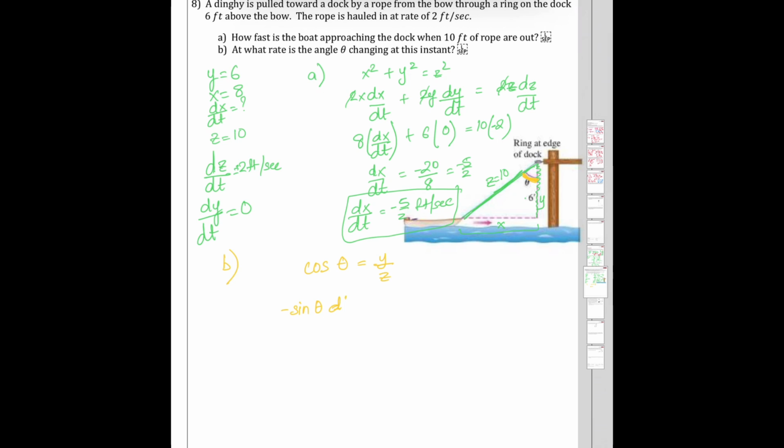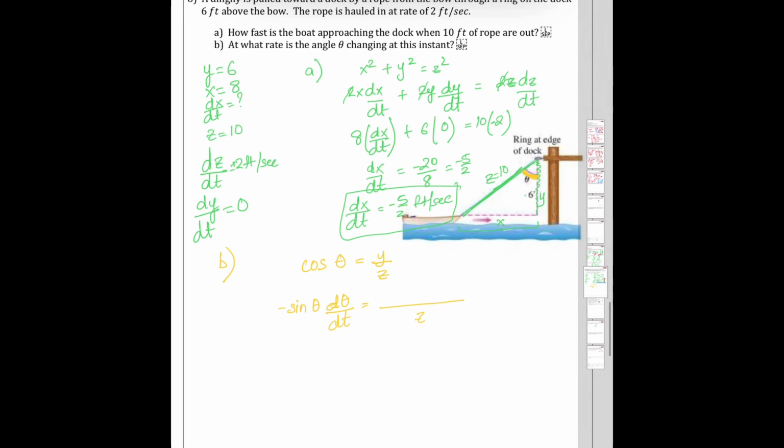So it's negative sine theta d theta/dt equals, don't forget to write that, implicit, again, you are doing your quotient rule, z squared, so it'll be dy/dt times z minus y times dz/dt. How do I find the ratio for sine theta? What is the ratio for sine theta? It's opposite over hypotenuse. My opposite is 8. So this would be negative 8 over 10, which is the same thing as negative 4/5. I can write that, but I'm just going to keep it like that.